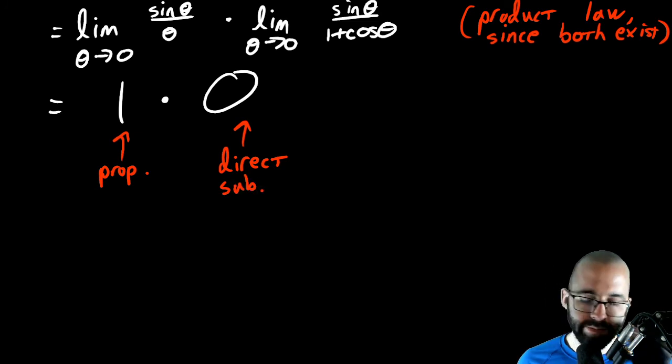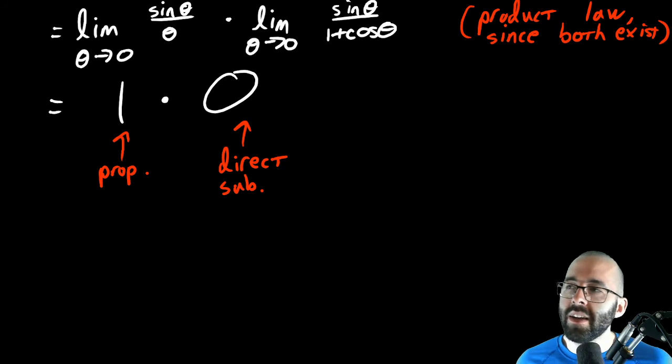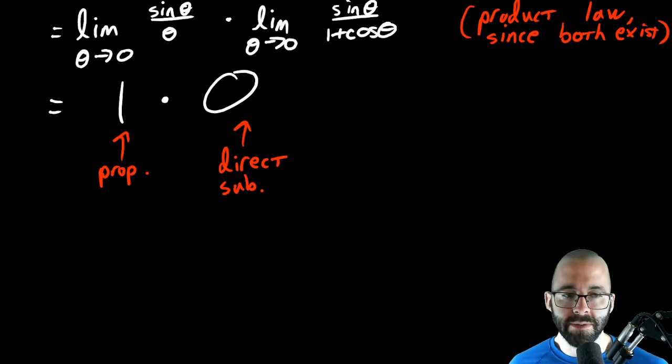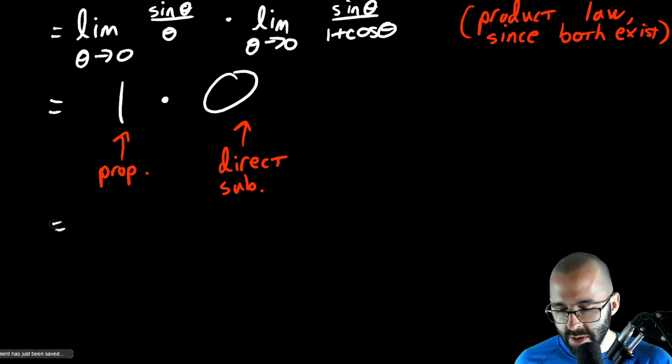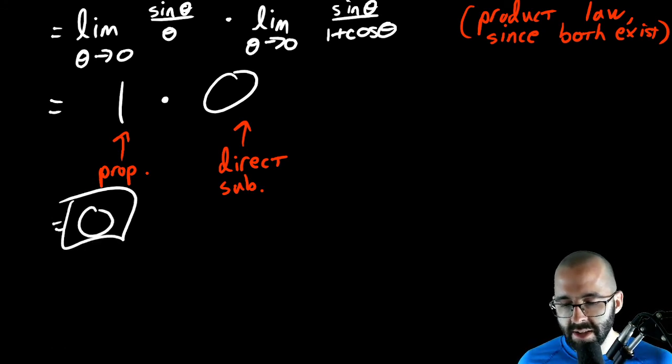And again, we haven't explicitly proven why we can use direct substitution here. But it has to do with the fact that these trig functions are continuous. Sine and cosine are continuous everywhere. And so that could kind of pop up. But in the end, it is equal to 0.